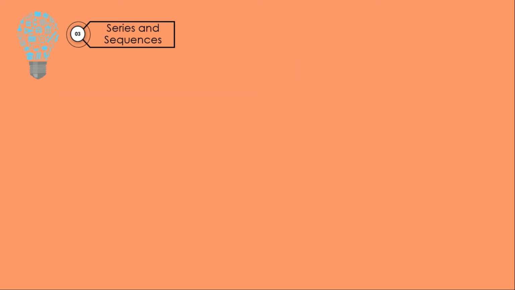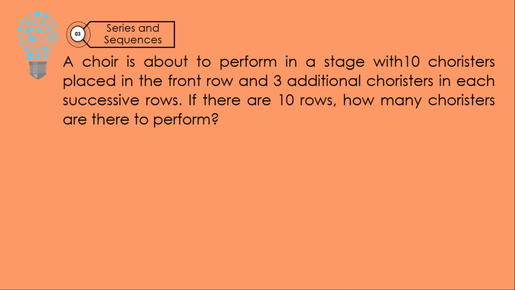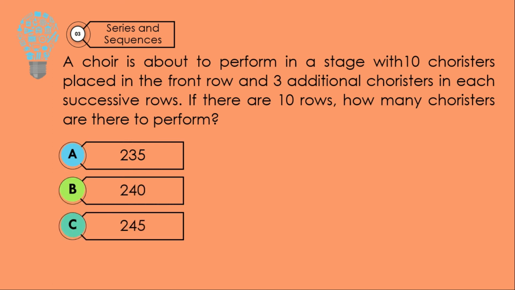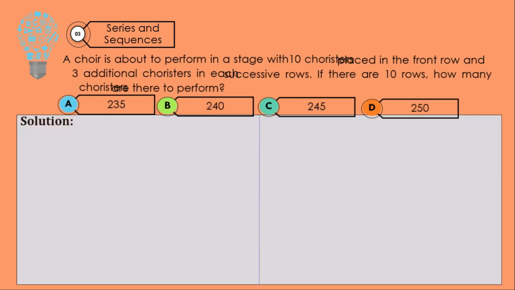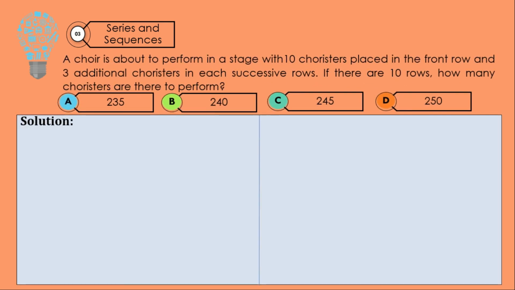Let's have our second example. A choir is about to perform on a stage with 10 choristers placed in the front row and 3 additional choristers in each successive row. If there are 10 rows, how many choristers are there to perform? A. 235, B. 240, C. 245, D. 250. We have the same situation and given, but this time we are being asked how many choristers are there to perform.